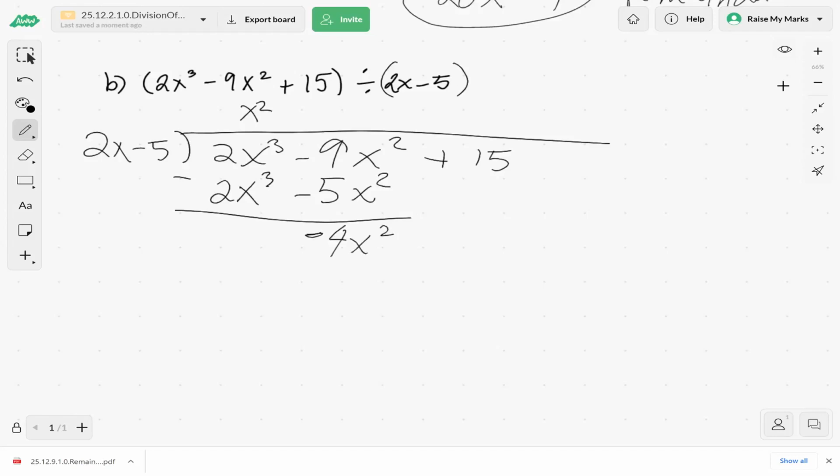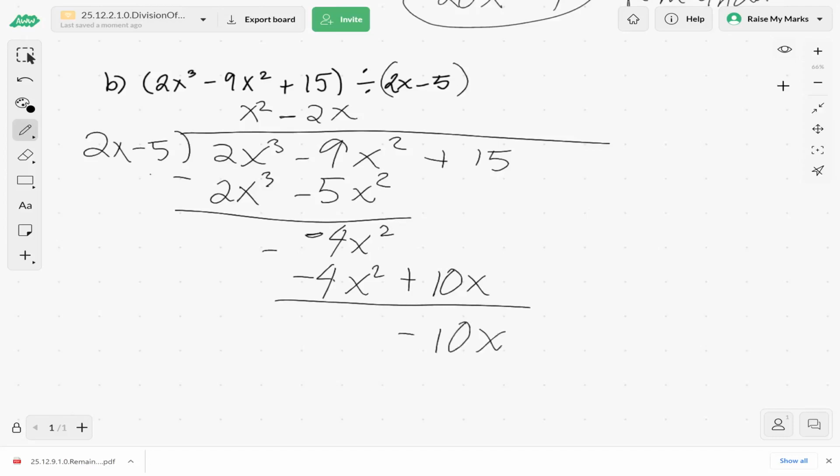What do we multiply 2x by to give us negative 4x squared? We multiply by negative 2x, and we get negative 4x squared. Negative 2x times negative 5 gives us 10x. We can subtract and we end up with negative 10x. Now we're going to bring our 15 down.